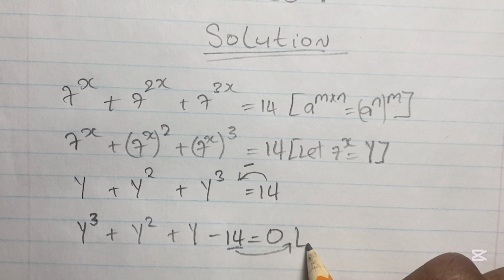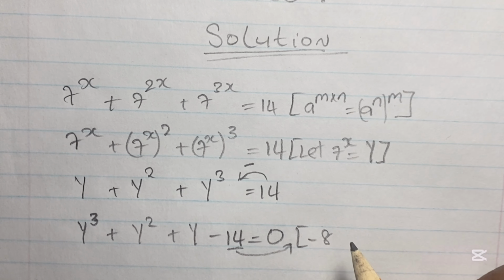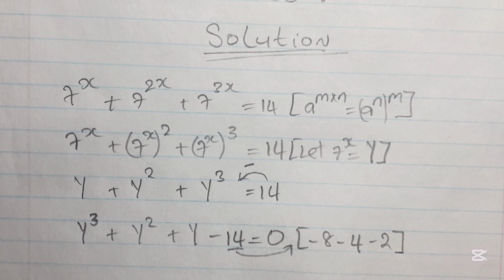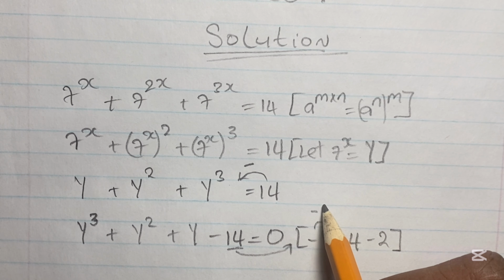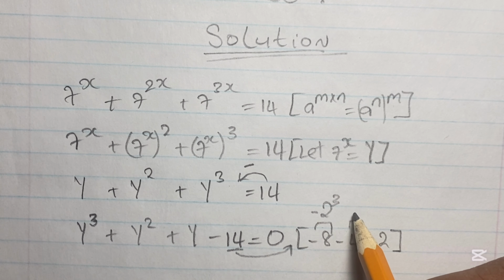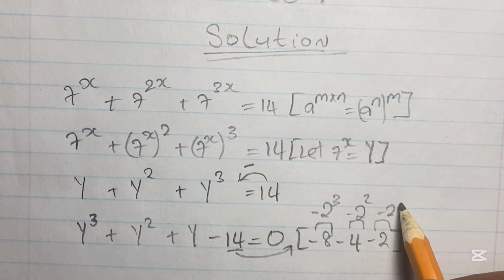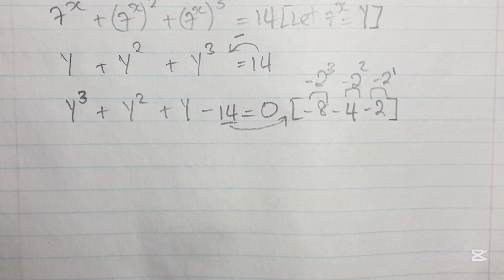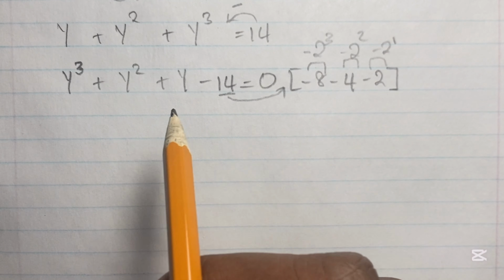Now we can simplify our equation by taking this negative 14, which can be evaluated as negative 8 minus 4 minus 2. Subtracting these numbers gives us negative 14, where negative 8 is a cubic number, minus 2 to the power of 3. Here we have negative 4, so we'd have minus 2 squared. And here we just have minus 2 to the power of 1, which is just negative 2. So we'll take these three numbers and put them into our equation.